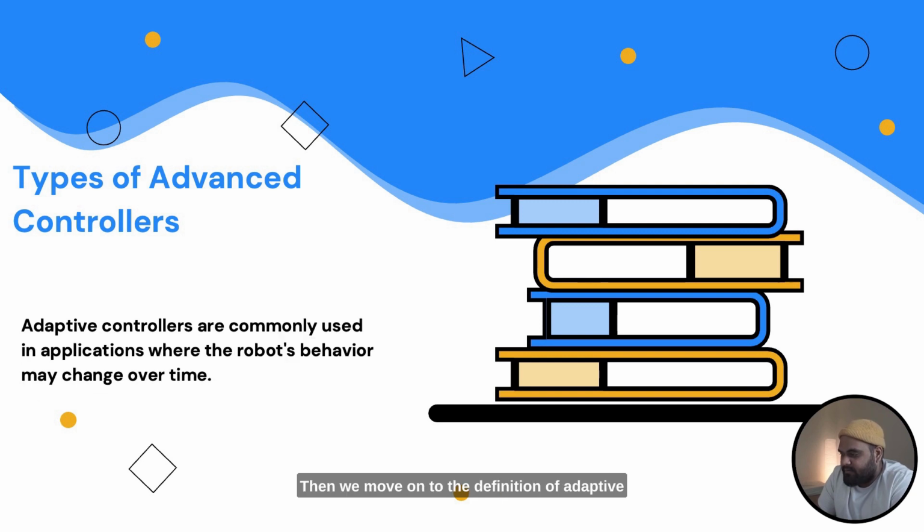That's one. Adaptive controllers are commonly used in applications where the robot's behavior may change over time. When I say change over time, it means right now the robot is doing something, and after a while it's going to do something else. At that time, you use adaptive controllers.